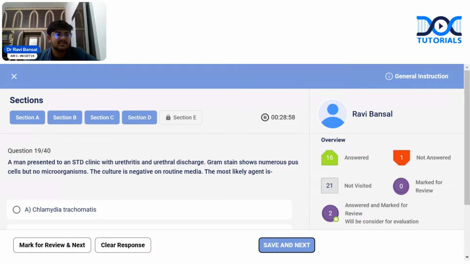Most likely agent: a man presents to an STD clinic with urethritis and urethral discharge. Gram stain shows numerous pus cells and organisms. This is a cliche line, repeated so many times, and this question was also asked in May INI this year. So this is no organisms but pus cells. Culture is negative on routine media.